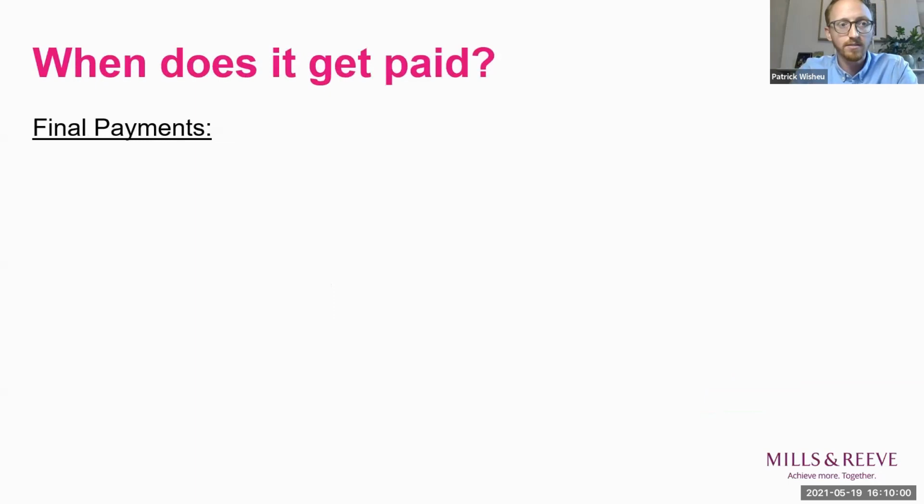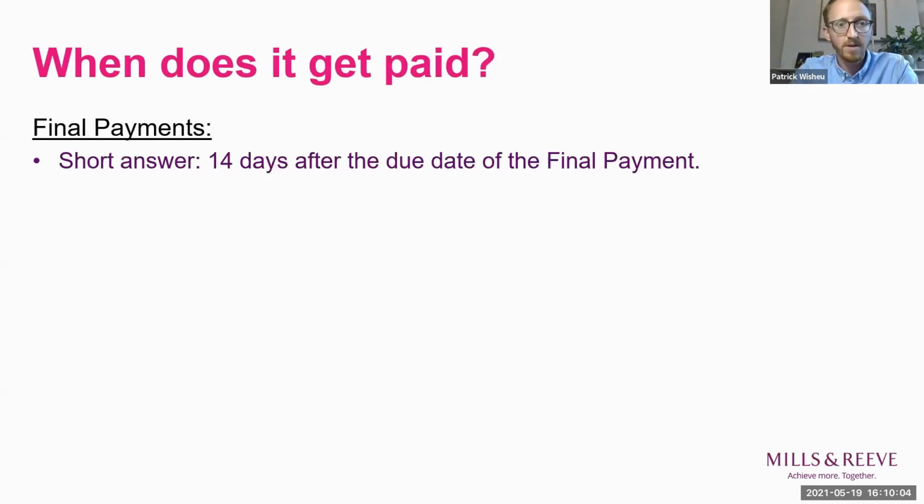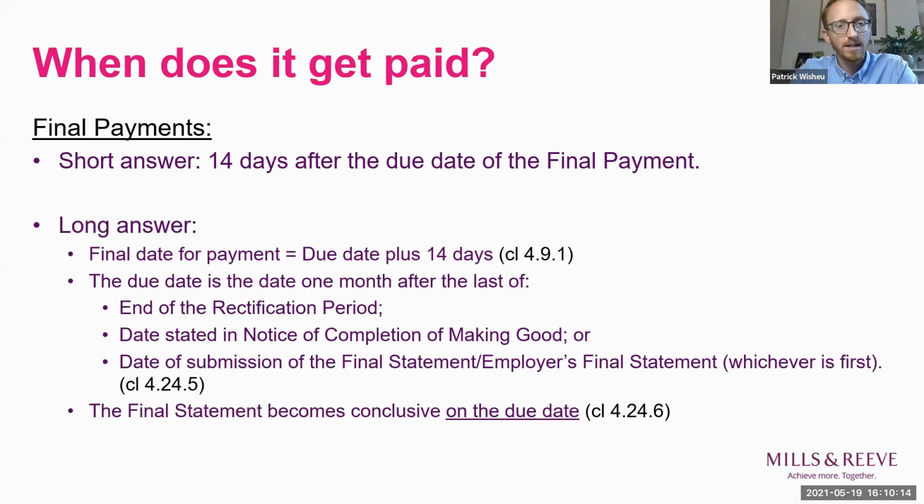Turning to the final payment, the short answer will seem quite familiar. It's 14 days after the due date of the final payment. So that's using the same mechanism as the interim payments, right? So it's 14 days from the due date, but it's quite a bit trickier to figure out when that due date is. That's because the due date is set to be 1 month after the last of the occurrence of 3 different events.